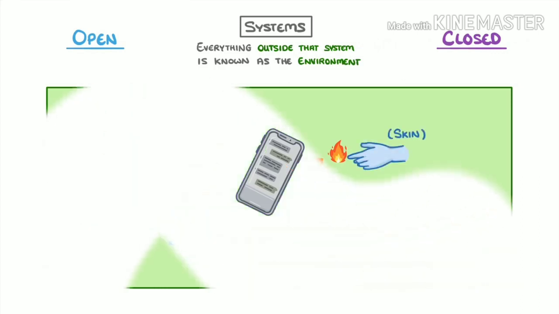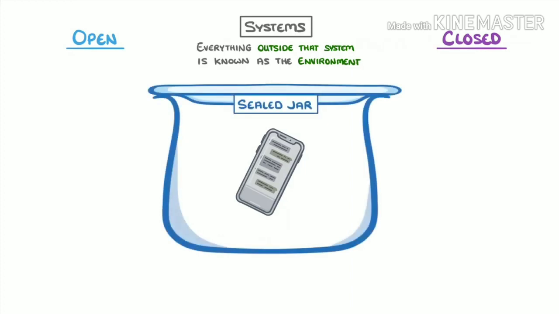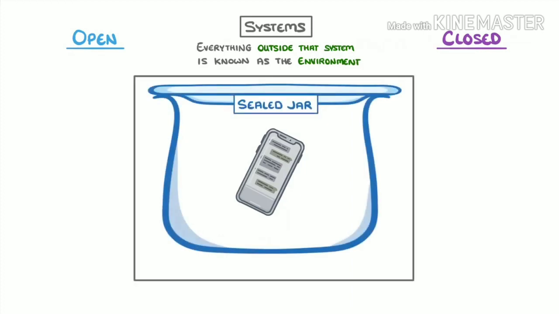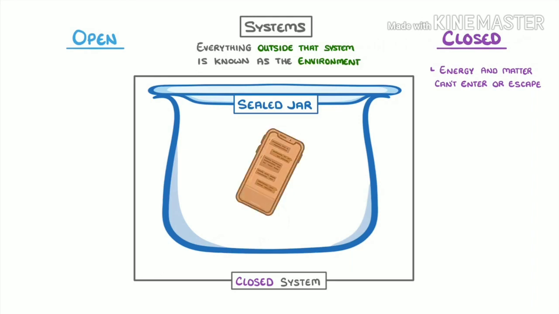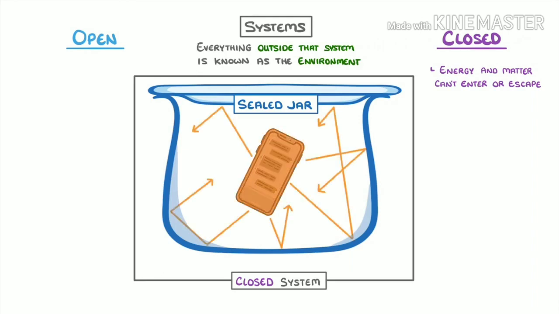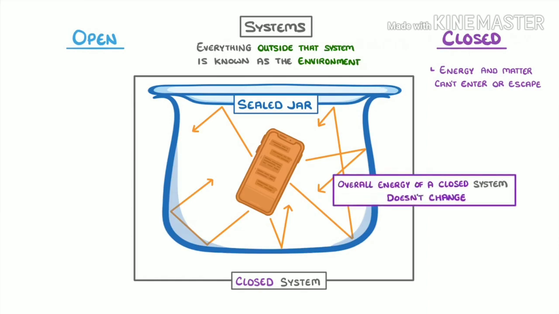On the other hand, if you put your phone in a sealed jar, then our system would be the entire contents of the jar, including the phone and the air within the jar, and we would now call it a closed system, because energy and matter can't escape. So this time when your phone heats up, the energy will be dissipated to the air inside the jar, so it stays within the system, and importantly, this means that the overall energy of a closed system doesn't ever change.